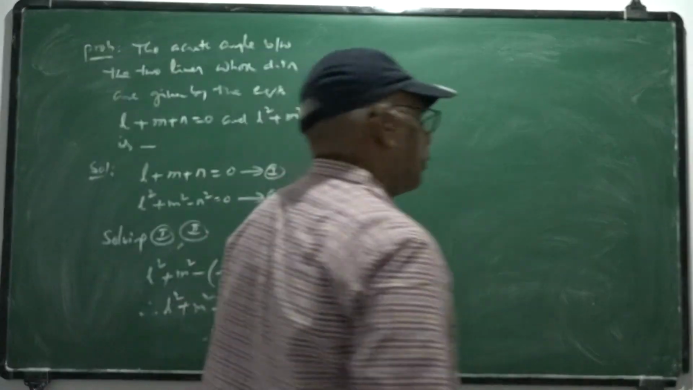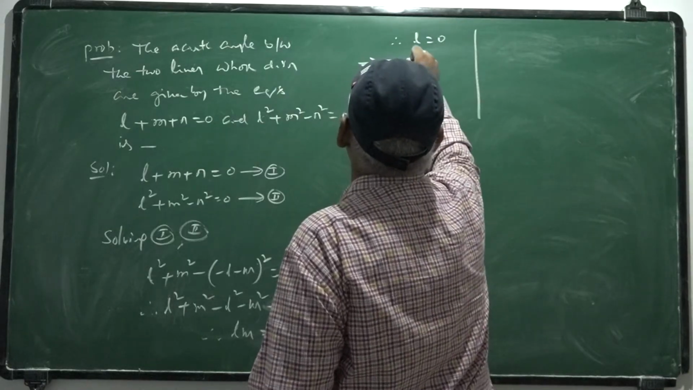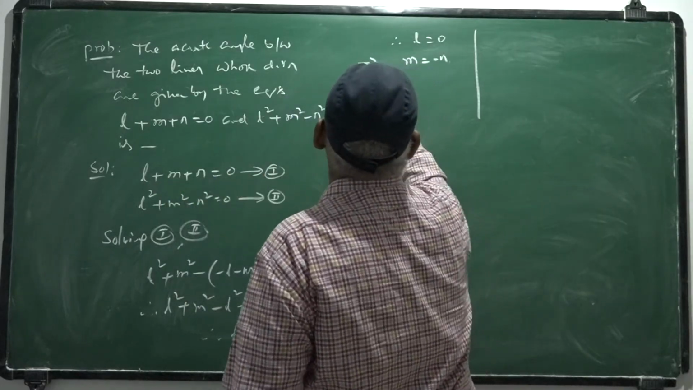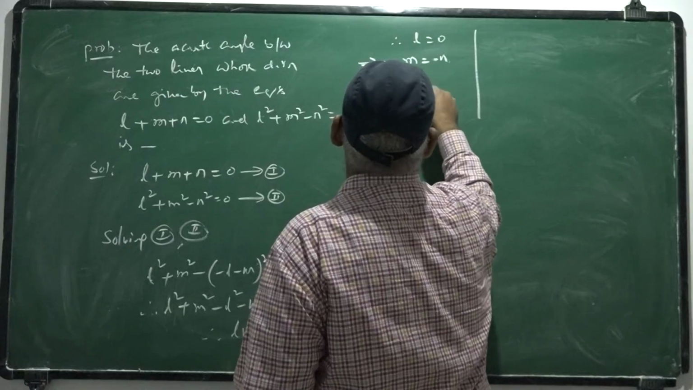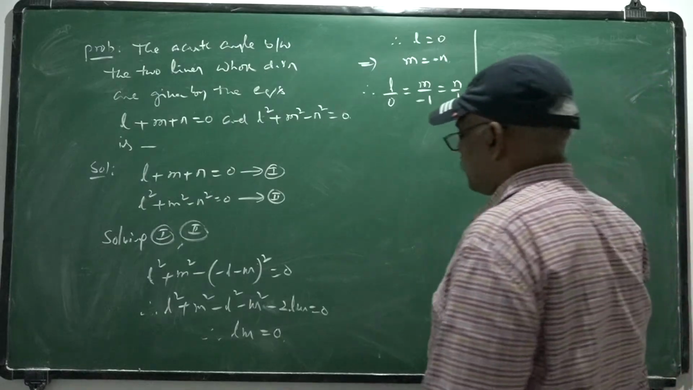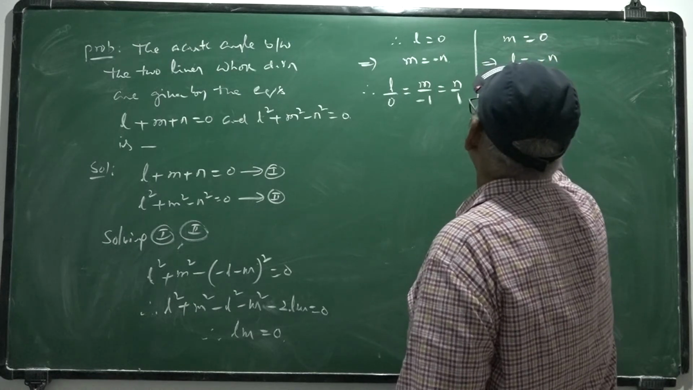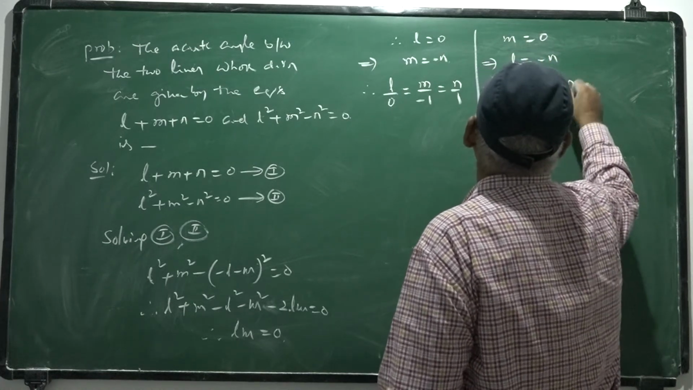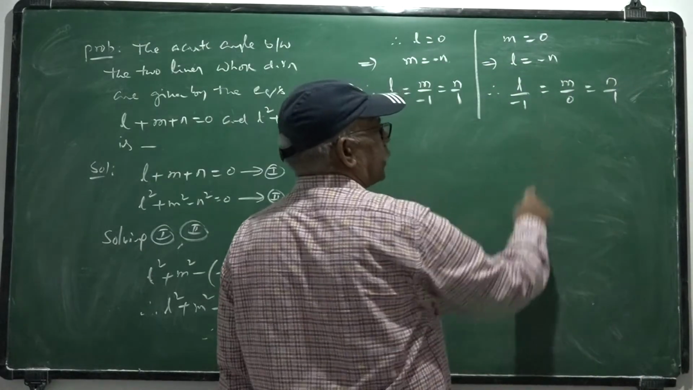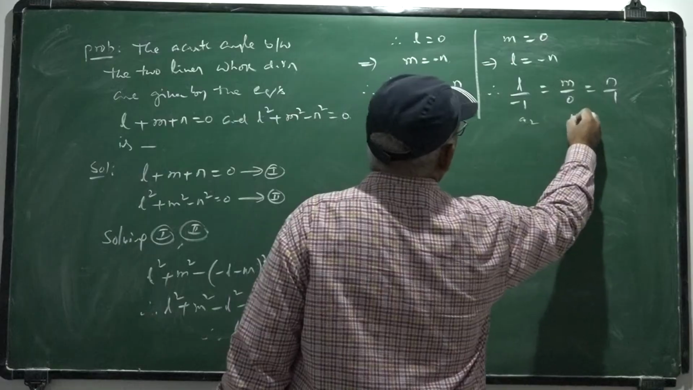Either l equal to 0 or m equal to 0. l equal to 0 implies m equal to minus n. So l is proportional to 0, m is proportional to 1, n equal to 1. This is one case. The other case is m equal to 0, which implies l equal to minus n. So l by minus 1, m by 0, n by 1. This is one set of direction ratios, this is another set of direction ratios. Let this be a1, b1, c1 and this be a2, b2, c2.